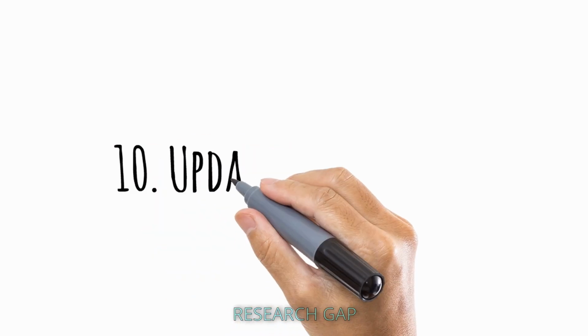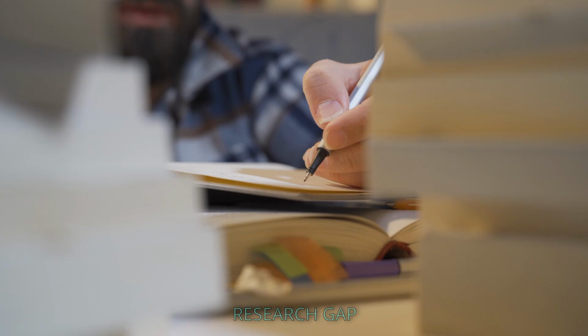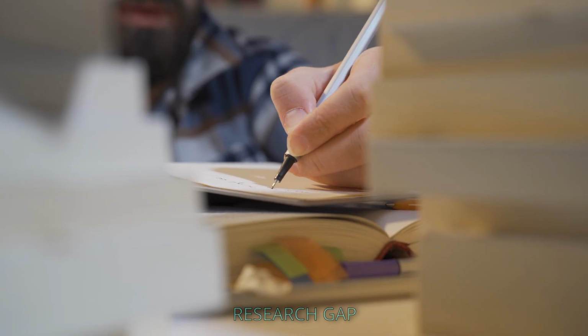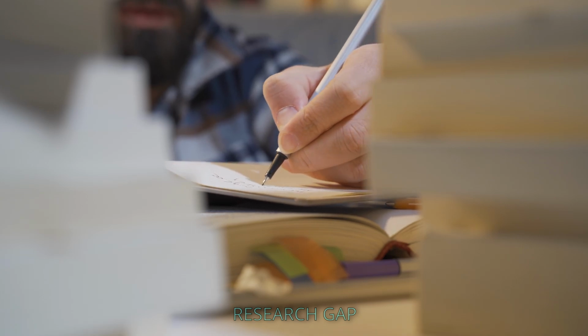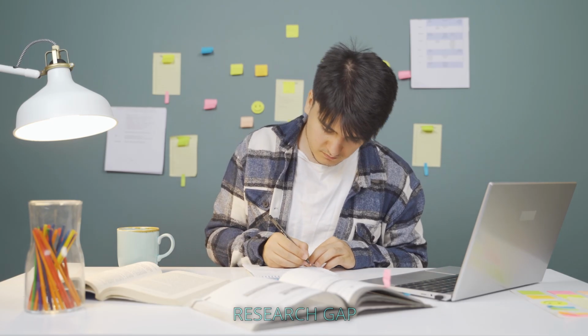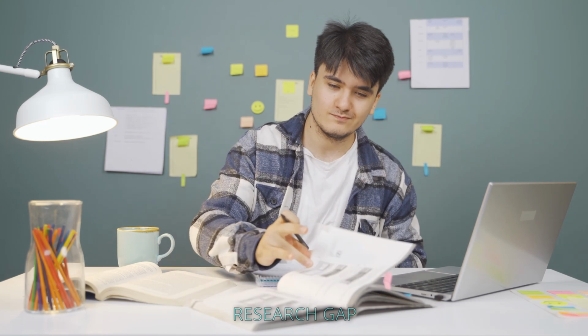10. Update as necessary. Literature reviews are dynamic and should be updated periodically to reflect new research and developments in the field. By following these steps, you can now conduct a thorough and well-organized literature review that contributes to the scholarly conversation on your chosen topic. This should help you on your way to a good literature review, whether it be a student or scholarly submission.